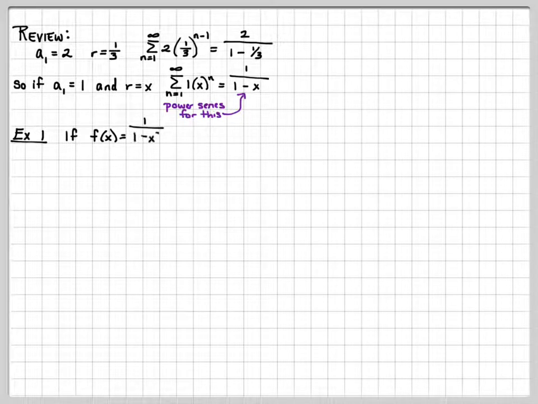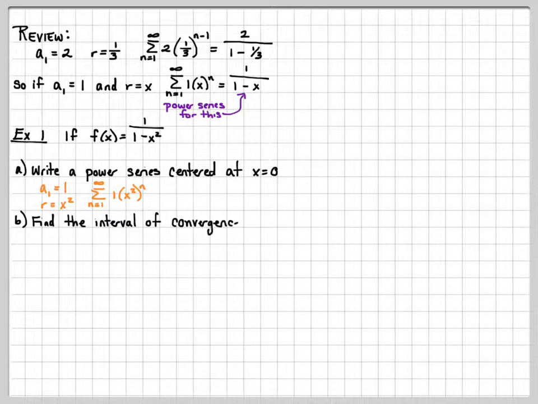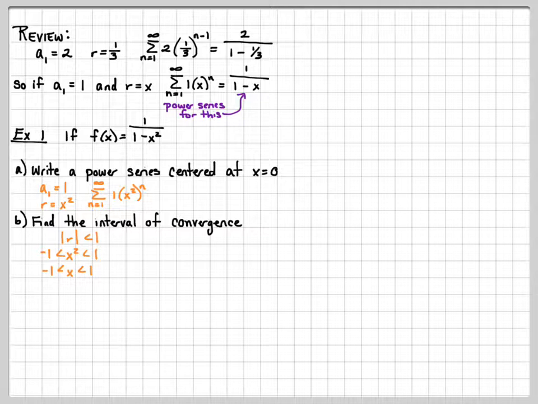So let's do an example. If f of x is 1 over 1 minus x squared, let's write a power series for this function, centered at 0 to make it easier. Well, our a1 will be 1. Our r is going to be x squared. So our sum will be n equals 1 to infinity of 1 times x squared to the nth. Find the interval of convergence. Well, remember, on a geometric series, the interval of convergence is when the absolute value of r is less than 1. So x squared should be in between -1 and 1, which also means that x should be in between -1 and 1.